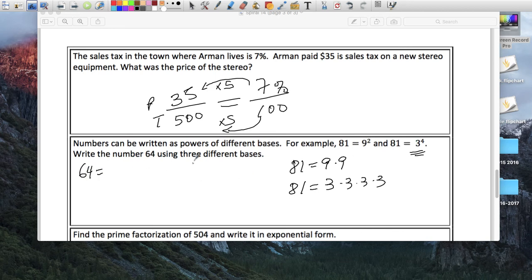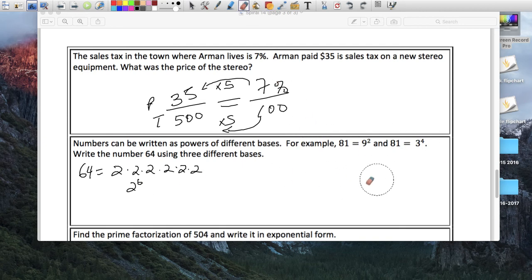Let's try 64. It's an even number, so I'm going to use 2's. 2 times 2 times 2 times 2. Let's see. 2 times 2 is 4, 8, 16, 32, 64. So 64 is the same thing as 2 to the 6th power. Okay, so that's one way. Again, because it's an even number, I'll try 4. Let's see, 4 times 4 is 16, and 16 times 4 is 64. Look at that. So 4 to the 3rd power works.